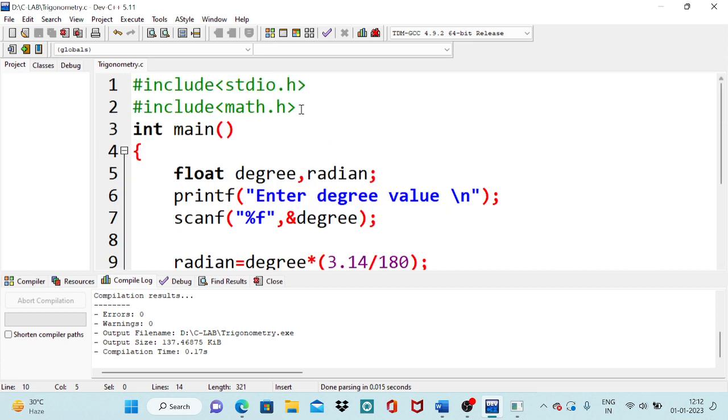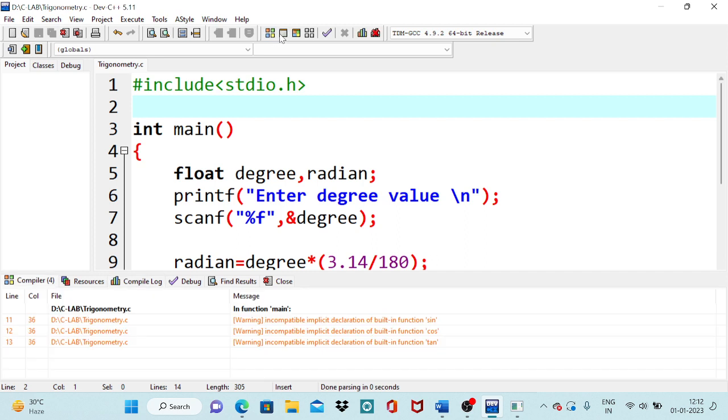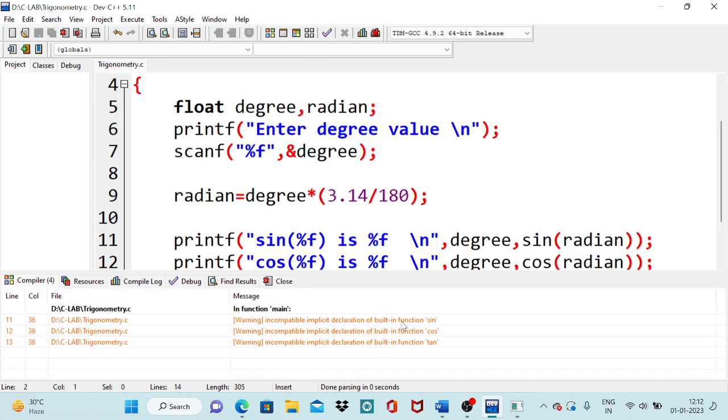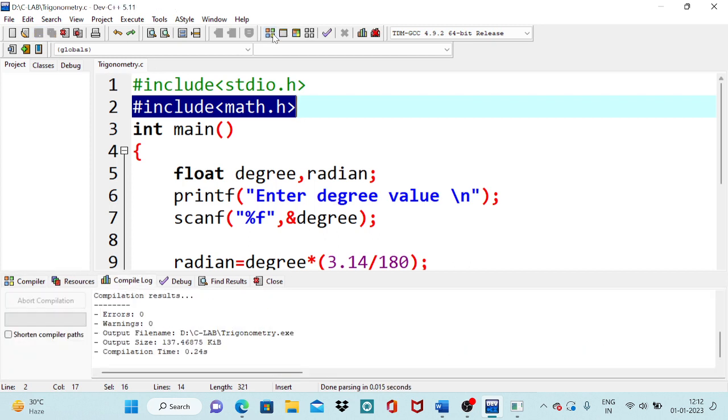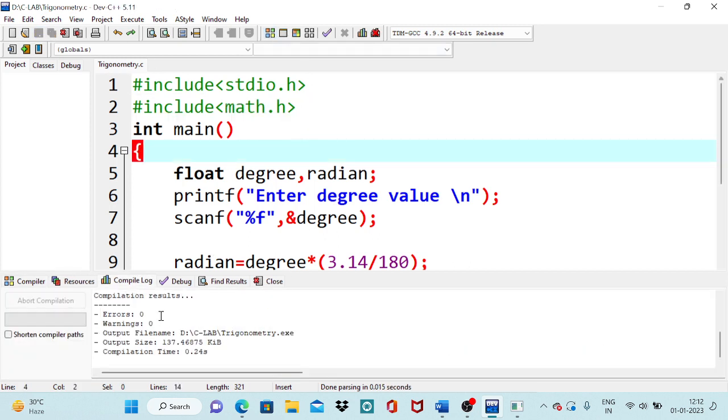For example, if I did not include the math.h library file in my program, what will happen? Let's check it. See, while compiling only, I am getting errors. The functions sine, cosine and tangent are not declared. Why? Because these functions are not available in stdio.h. These functions are available in math.h. That is the reason we need to include it. Once I include that file, again, I am not getting any errors. So that is the advantage of the math.h file.